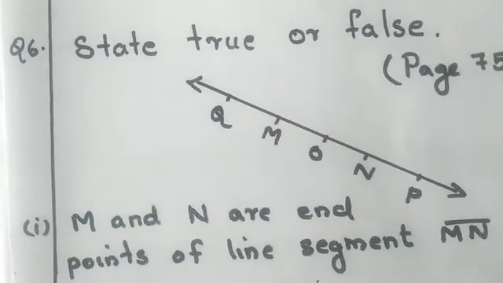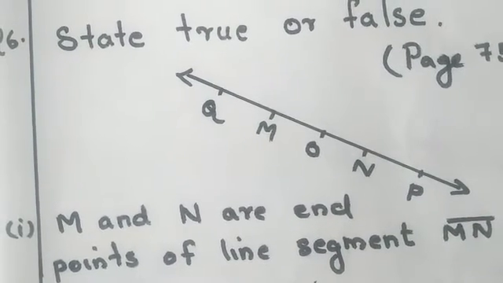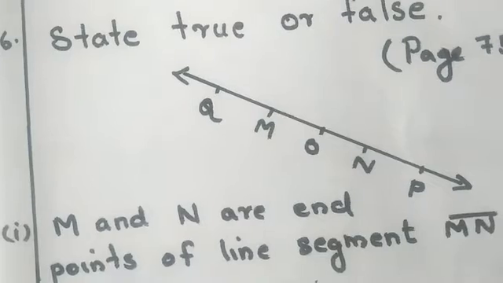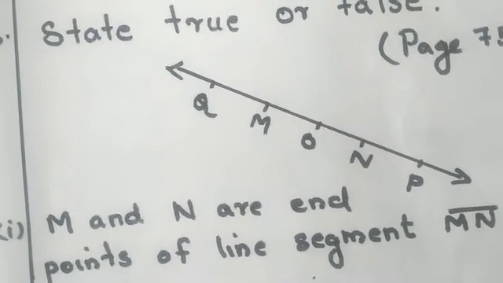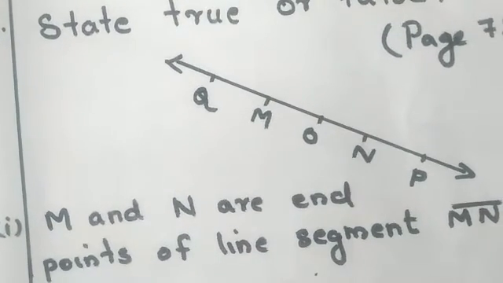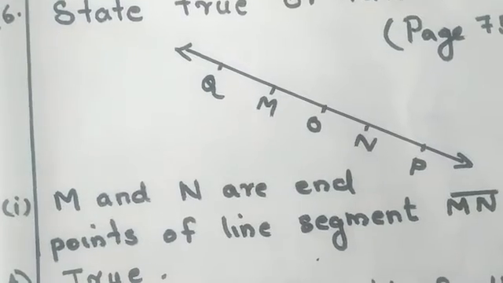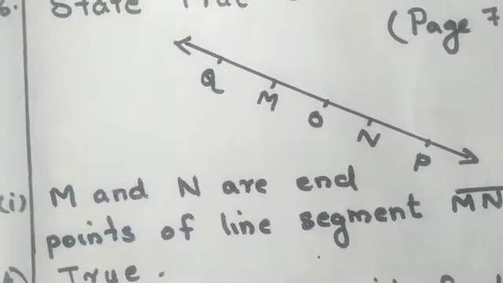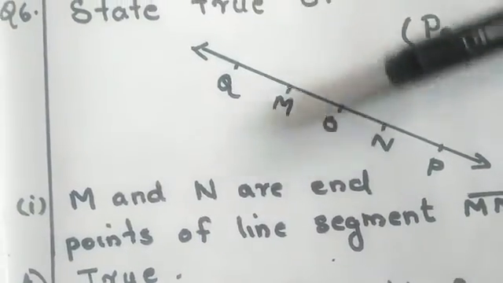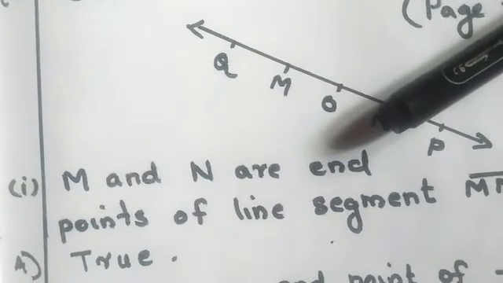Next set of questions is to state true or false. So, some of the questions I wrote here and we can answer now. First one, we should observe the figure. There is a line and there are 5 points on the line: Q, M, O, N, P. From this line, we can take some line segments and rays also. First statement, M and N are endpoints of line segment MN. From the figure, we can observe one line segment MN. Then the endpoints of this line segment will be M and N. Is it? So this is a correct statement. So it is true.